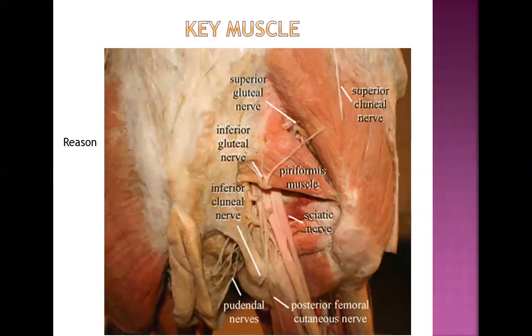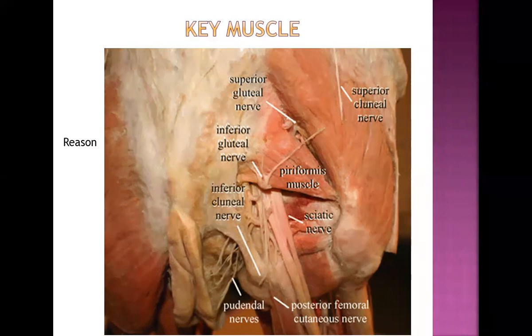Please remember that, even in head and neck or other regions of the body, you will be learning certain key structures. They are named so because the other structures in that region will also be named in relation to this key structure. That's the key structure anatomy.